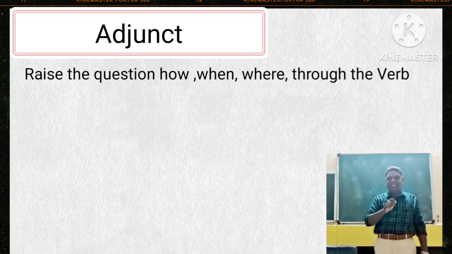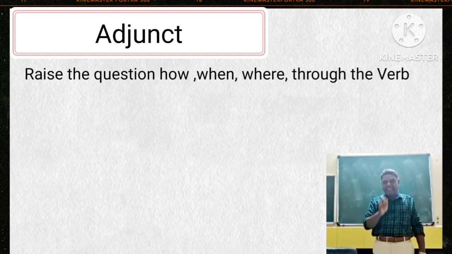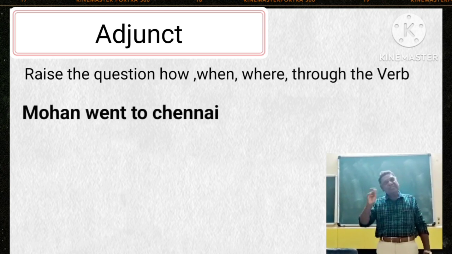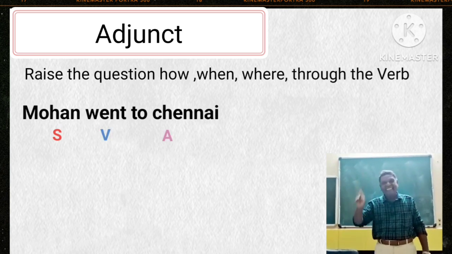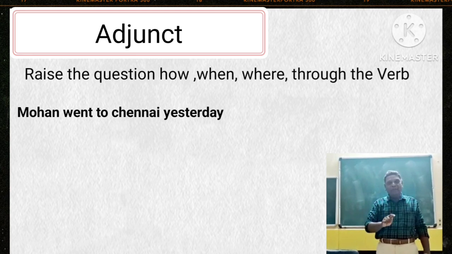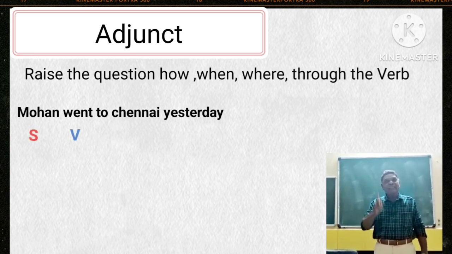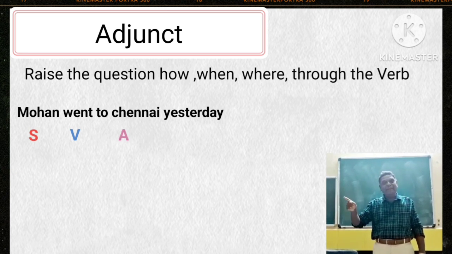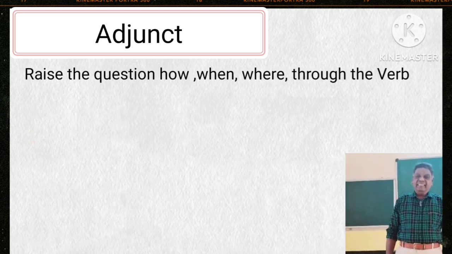Friends, for your information, most of the words ending with ly are adverbs, and all the adverbs are adjuncts. And then raising the questions when and where. Let me give an example. Mohan went to Chennai. Mohan is the subject, went to the verb. Where did he go? To Chennai. It is an adjunct. And Mohan went to Chennai yesterday. Where did he go? Chennai, an adjunct. When did he go? Yesterday, an adjunct. So Mohan went to Chennai yesterday is SVAA.